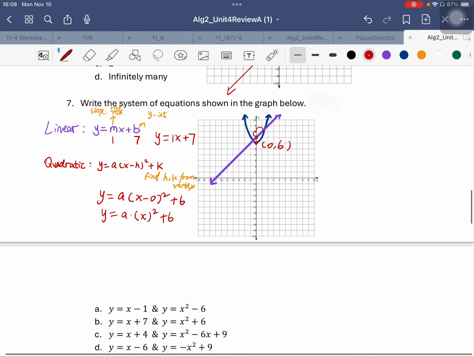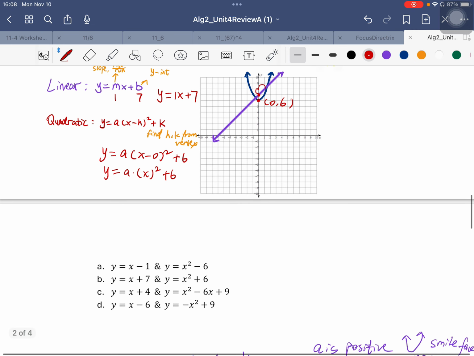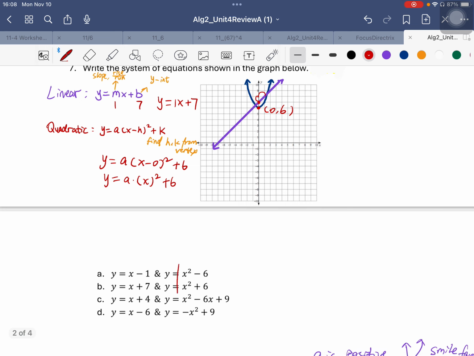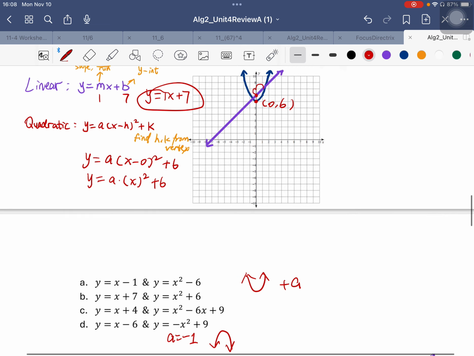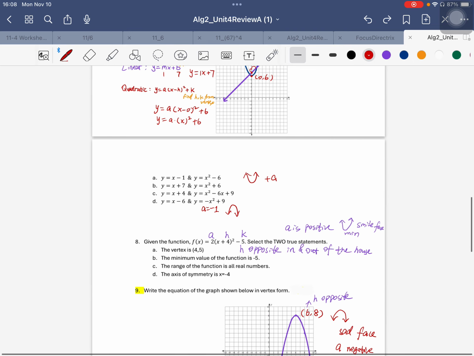Let me see if I need to find the a. Okay, I don't have to find the a because for answer choices A, B, C, a equals 1, and for D, a equals -1. And if a equals -1, it will be a sad face, facing down, and our graph is facing up, so it's positive a. Positive a, and the k is 6. Okay, linear is x plus 7. Look for the answer.